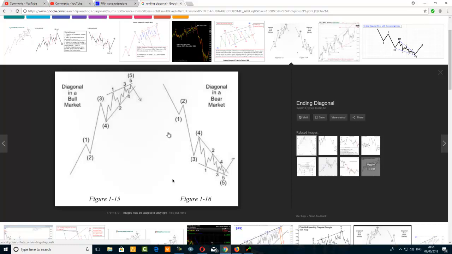So there are similarities and there are dissimilarities or differences between the two patterns. And very often traders can get confused or find it difficult to differentiate those two patterns. Therefore, I decided to record this video to answer questions relating to the ABCDE pattern and the ending diagonal.